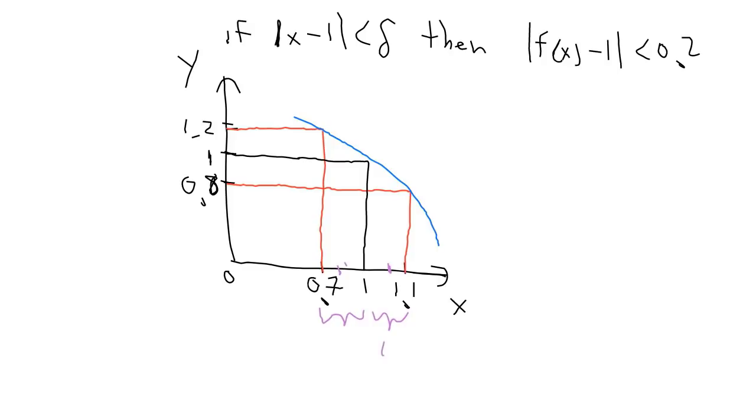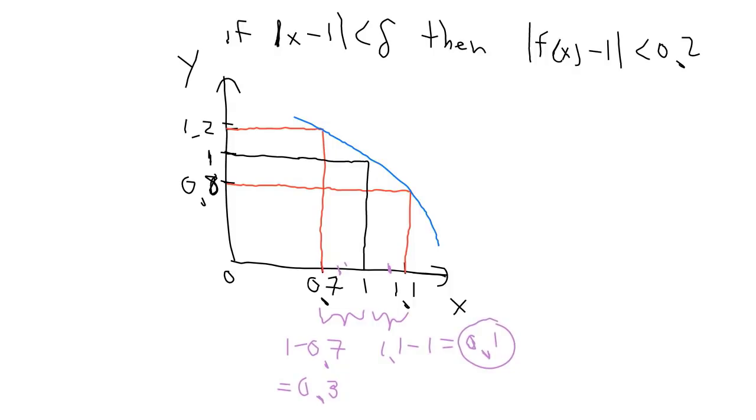So if we do 1.1 minus 1, that gives 0.1. And then if we do 1 minus 0.7, this gives 0.3. And this one is the smaller one, so we actually choose this for the delta.